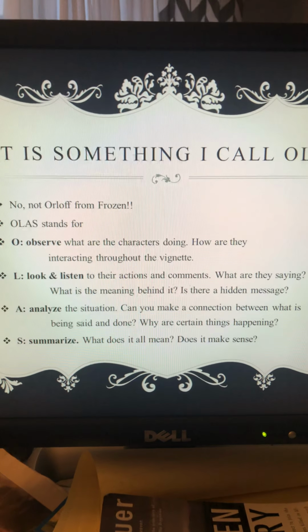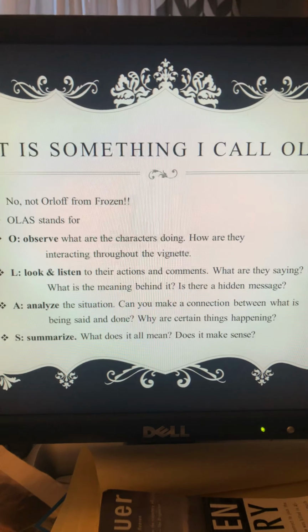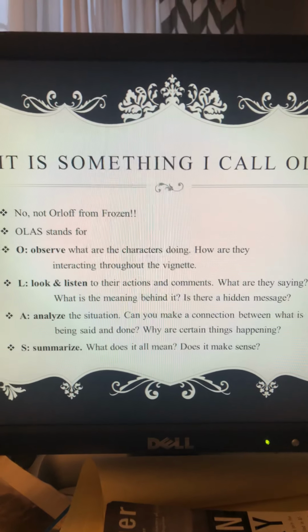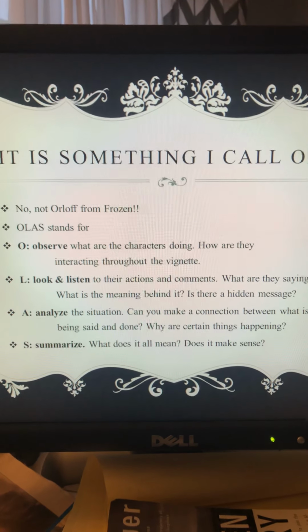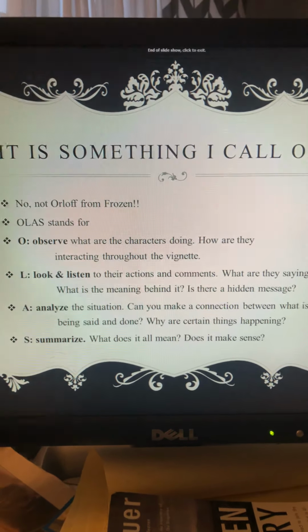S, summarize. What does all this mean? Does it make sense to you? Can you explain it in your own words? So there you have a brief introduction to The House on Mango Street.